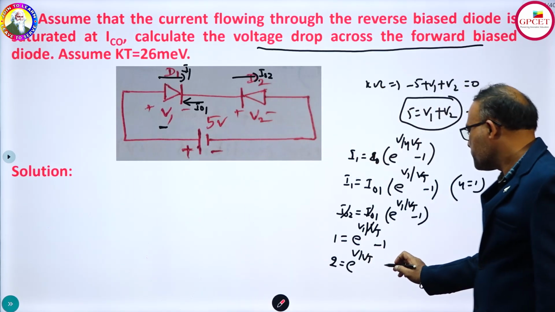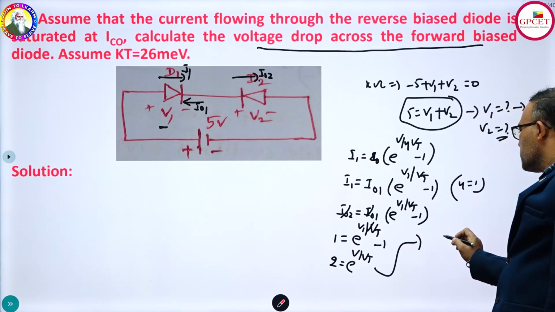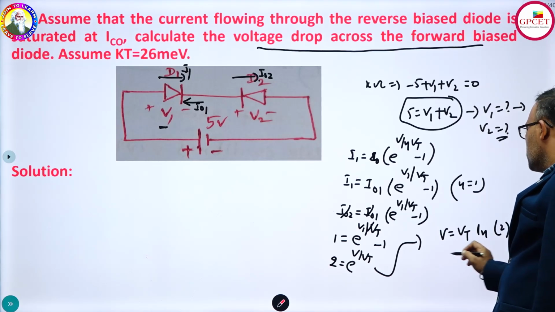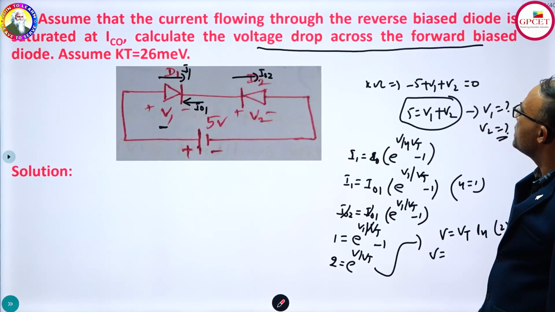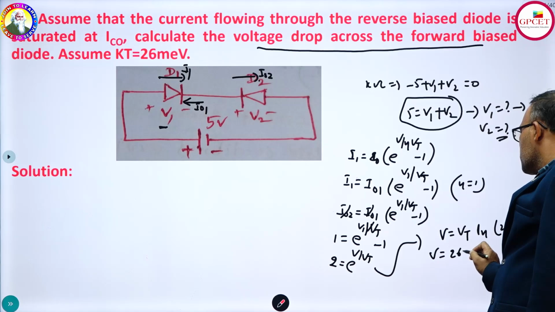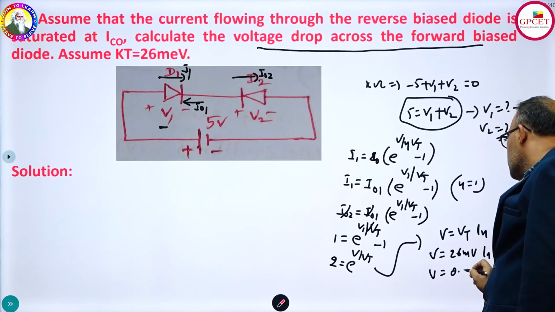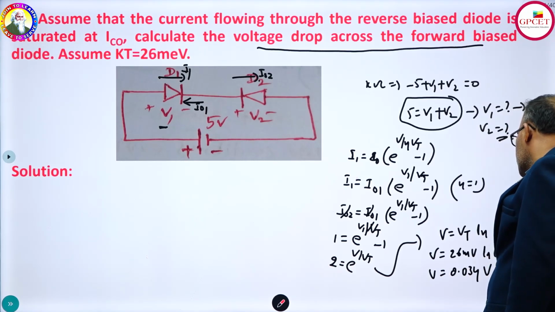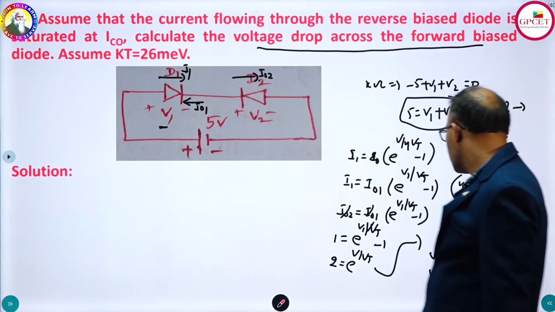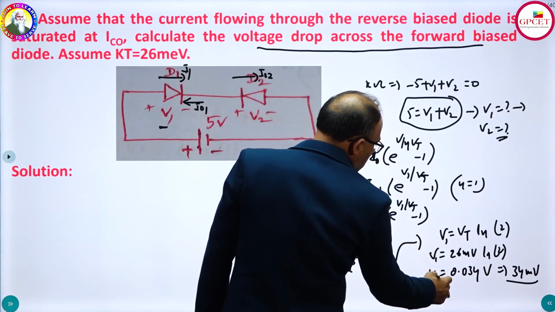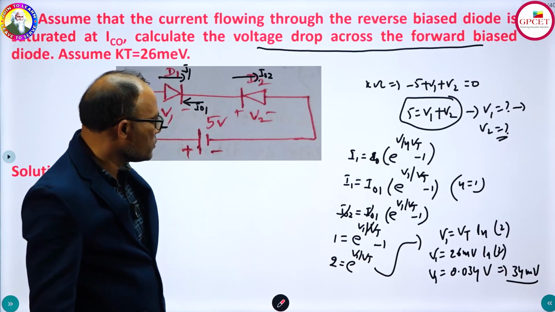So from this, V is equal to Vt ln of 2. Vt is given already, it is equal to 26 millivolts. ln of 2 is 0.693, so therefore you get 0.018 volts. So I got V1 as 0.034 volts, that is equal to 34 millivolts.